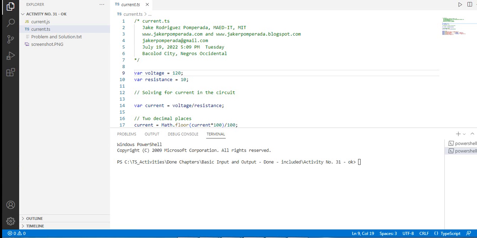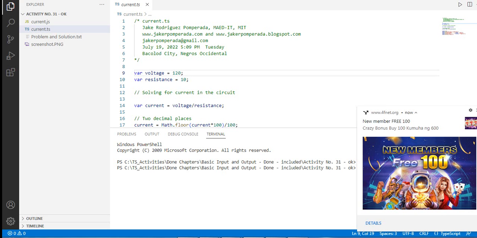Let us go with our Visual Studio Code. In the terminal window, let us compile tsc space current.ts. Press the enter key. Let us wait for the compilation process to take place. It takes some time. Okay, to run node space current.js.